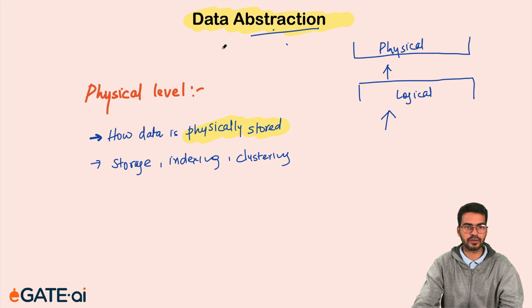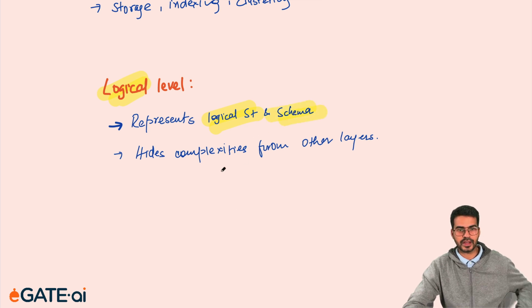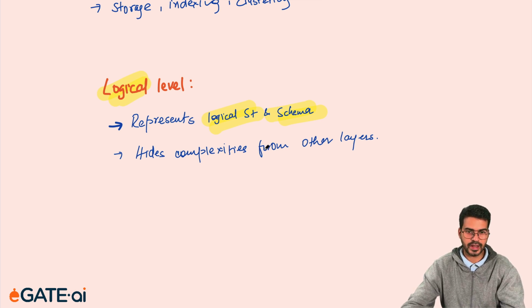Let's understand the second one, which is at the logical level. As you can guess, at the logical level we have abstraction, and it represents logical structure and schema abstraction. Again, this hides complexities from another layer, which can be the view layer, and it hides unnecessary information from the user as well. So the user only visualizes this layer as tables and constraints, etc. So this is the logical level of abstraction.